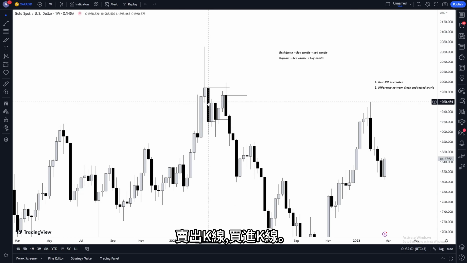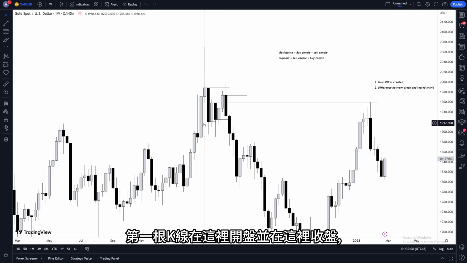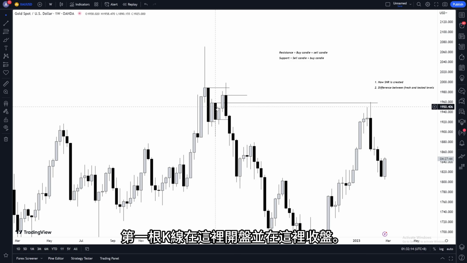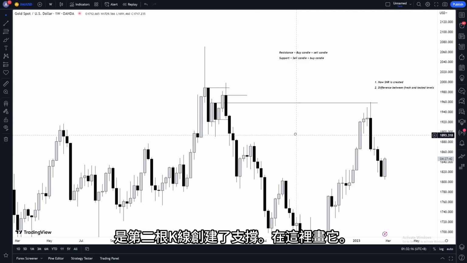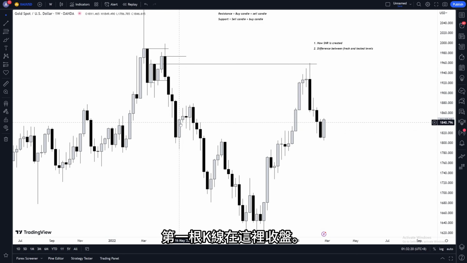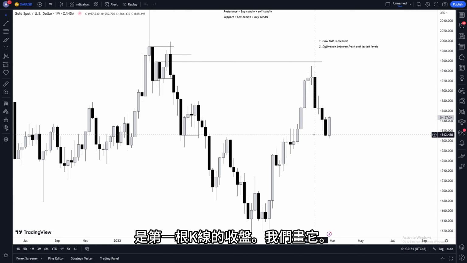What am I drawing it at? The first candle's close. That's it. The first candle opened here and closed here. And that's the second candle that created a support. So we draw that. First candle opened here and closed here. That's the second candle that created a support. We draw it here. Same thing over here. First candle closed here. Second candle made the support. It's the first candle's close. We draw it. It's that simple.